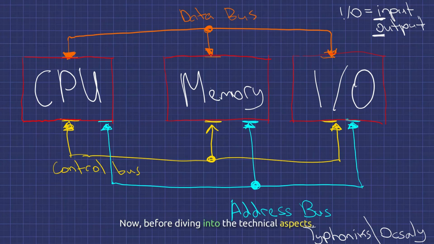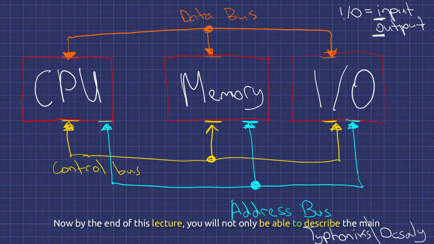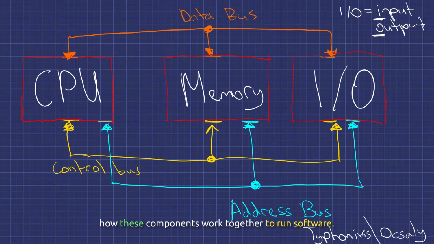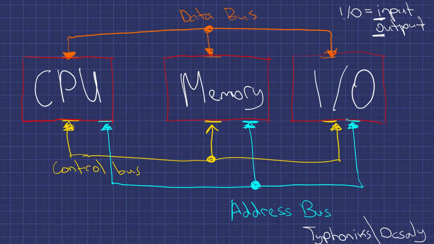Now, before diving into the technical aspects, we need to establish a shared understanding, a clear framework on how computer hardware is structured and how different parts of a system interact during program execution. By the end of this lecture, you will not only be able to describe the main subsystems of a computer, but also understand how these components work together to run software. We will also briefly walk through how to set up a simple programming environment using a practical example.